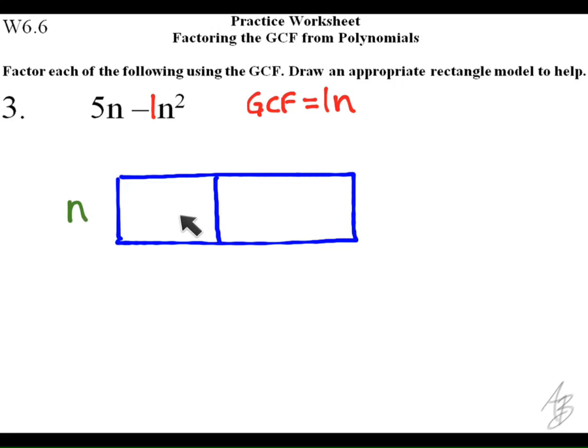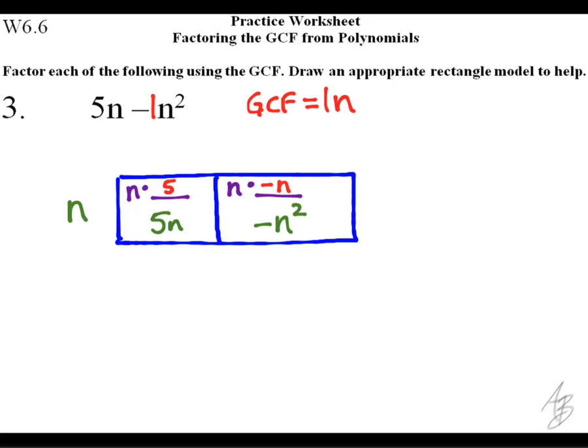And in the first rectangle, what am I going to have for the area? 5n. That's going to be our area. How about the second one? Negative n squared. Okay, good. So for each one, we're going to take n times something to get the area. What do I multiply by n to get 5n? 5. What do I multiply by n to get negative n squared? Negative n. Good. We need the negative here to make it negative. We need the n to make it n times n, which is n squared.